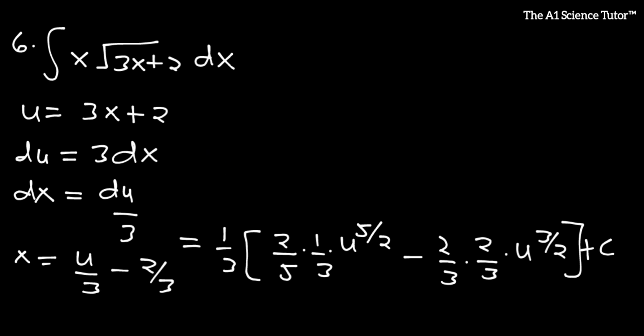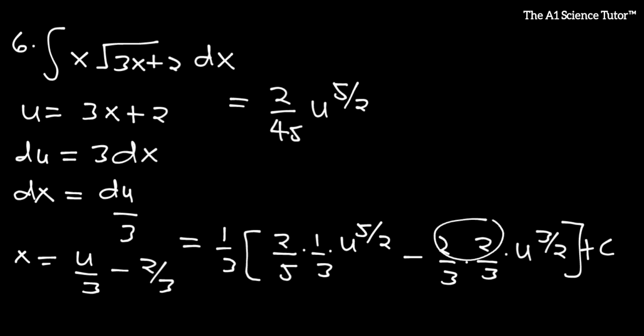So what is that going to give us? Now here we have 1 multiplied by 2 multiplied by 1, which gives us a 2. And here we have 3 multiplied by 3, which is a 9. And 9 multiplied by 5, that gives us 45. So this is going to be 2 divided by 45. And that will be multiplied by u to the 5 over 2.